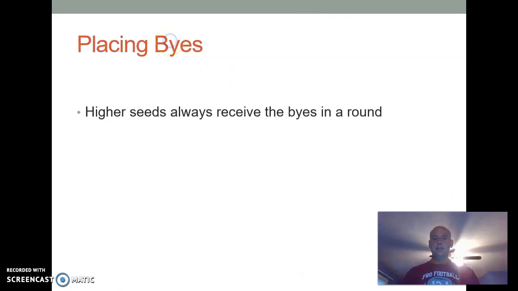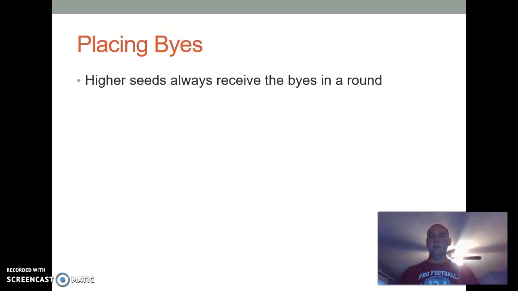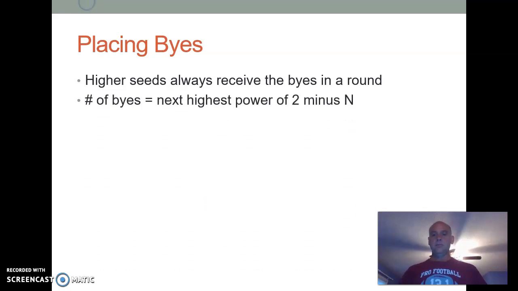So what about placing byes? The higher seeds always get the byes in a round, right? So the higher seeds always get a bye in the round. The number of byes equals, we said this before, the next highest power of 2 minus n. So n is the number of teams. So we go out to the 5th power of 2, and we have 31 teams. So it's 32 minus 31, and that gives us 1, right? So we're going to have 1 bye.